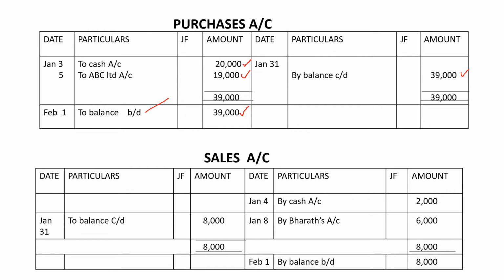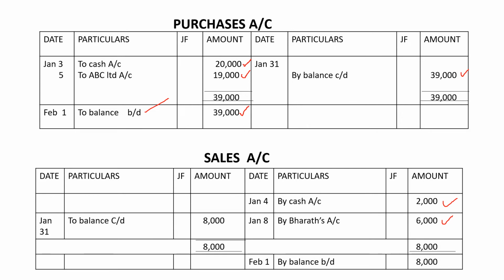Next is the sales account we are closing. Here on the credit side we got two transactions. So we have to enter them. January 4th by cash account 2,000 rupees and January 8th by Bharat's account 6,000 rupees. Now we have to close this particular account.